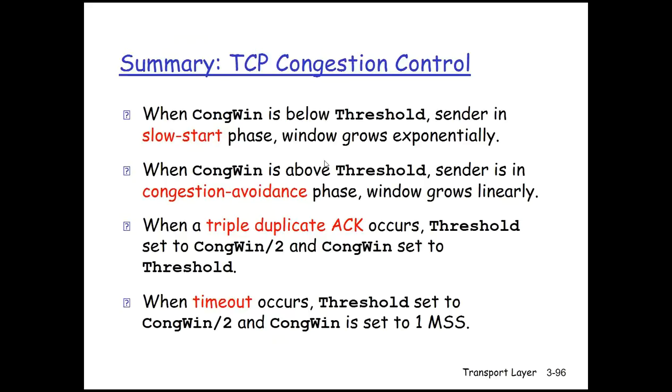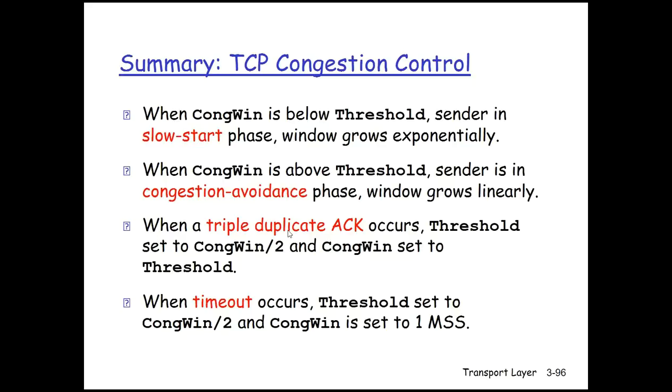So in summary, when the congestion window is below the threshold, the sender is in a slow start phase and the window grows exponentially. And this is the stuff you really have to remember, Sam. When the congestion window is above the threshold, the sender is in a congestion avoidance phase and the window grows linearly.